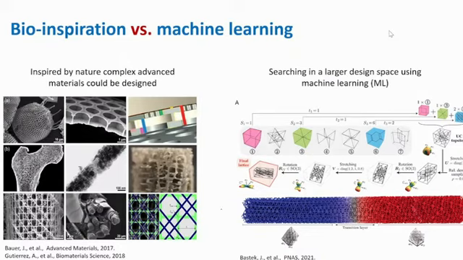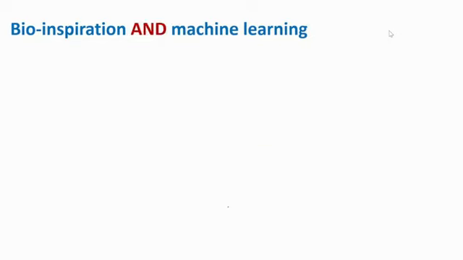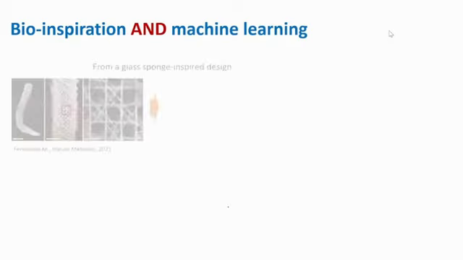However, what we can see from machine learning algorithms is that we have really large design spaces, but most of the designs are not so useful. Indeed, as you know, the best designs are usually symmetric, and they have symmetries, as you can see here from the sponge design. And that's the reason what we wanted to do is to combine bio-inspiration and machine learning.